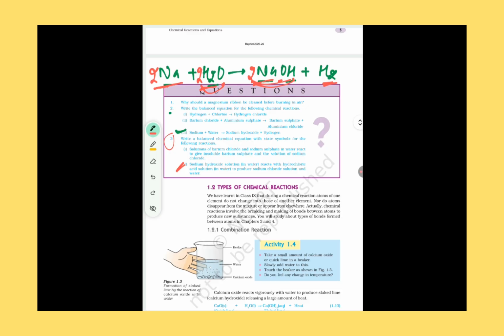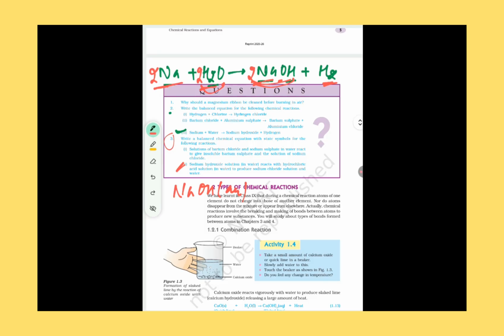Sodium hydroxide solution in water. Again sodium hydroxide is a salt which is small pellets, white color. Sodium hydroxide aqueous solution is also called caustic soda. Remember. So NaOH aqueous reacts with hydrochloric acid, hydrogen chloride, hydrochloric acid in solution. That is what just now I told.